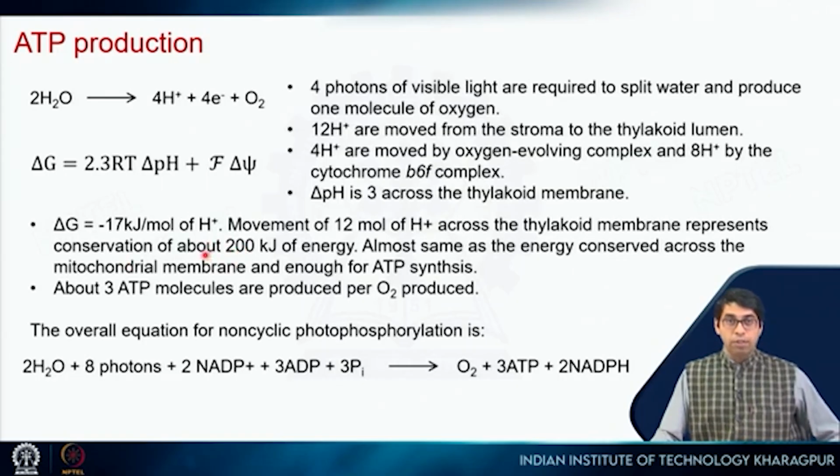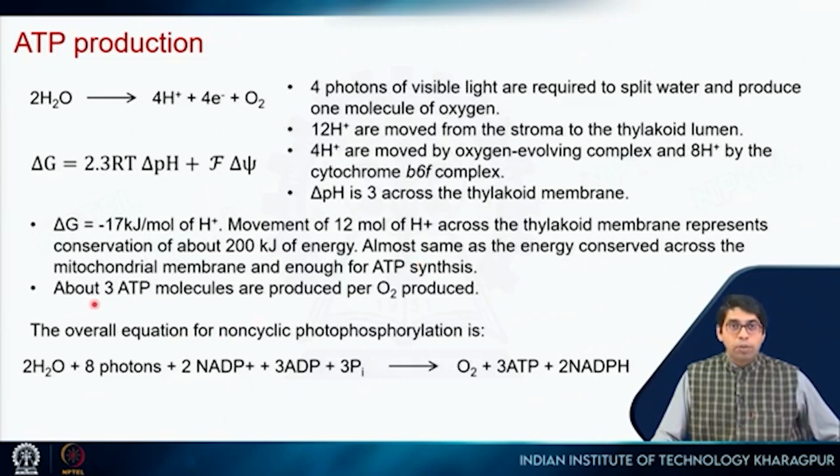So this much energy conservation happens when 4 photons of visible light are used to split water, producing 1 oxygen molecule, right. If you remember from the last lecture, this 200 kilojoules of energy is almost the same energy that is conserved across the mitochondrial membrane, and it is enough for ATP synthesis, right. So if you do your calculations right, it turns out that about 3 molecules of ATP are produced per oxygen molecule produced, right. So 4 photons are absorbed to produce 1 oxygen molecule, and that energy can produce 3 ATP molecules.